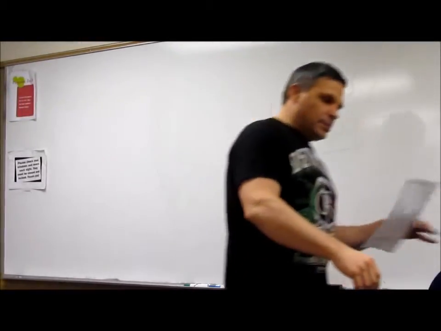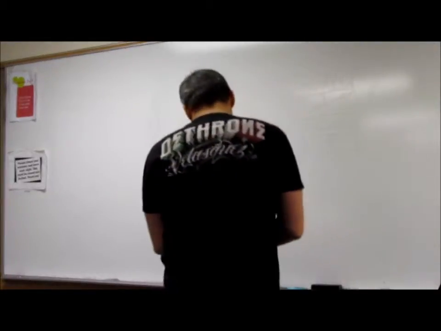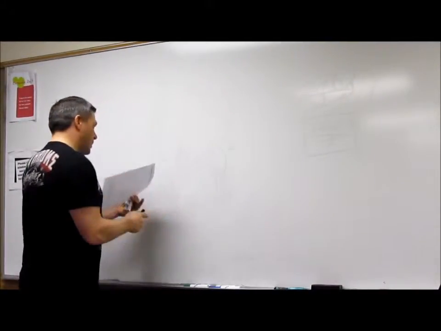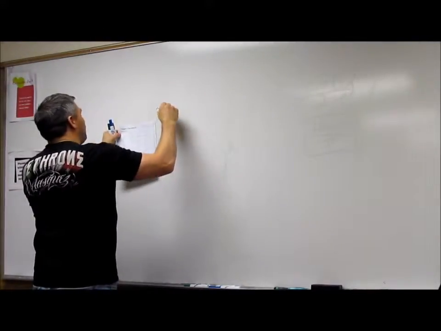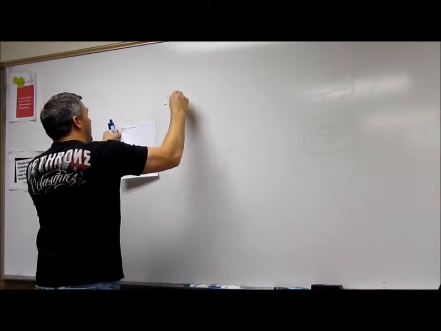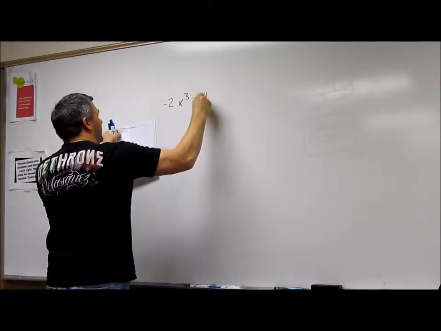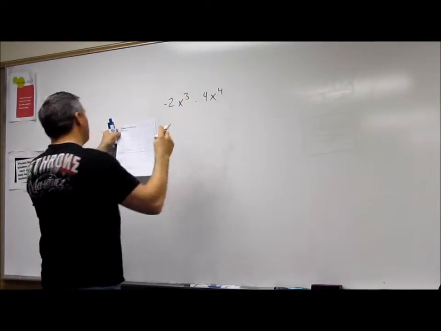All right, number 1, chapter 4. It's going to be negative 2x cubed times 4x to the 4th. Okay?